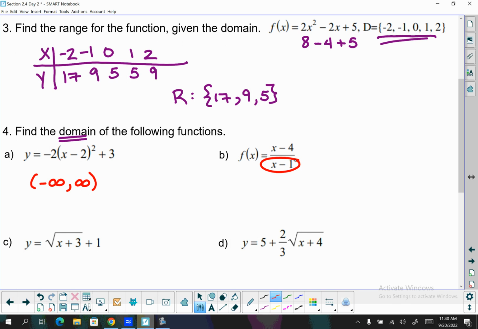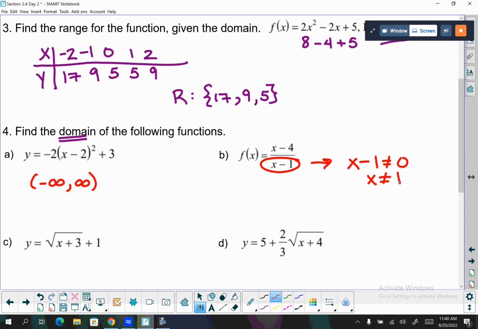Right, if I put 1 in there, wouldn't that make the denominator 0? So we don't want to think plugging 0 in for x, because 0 minus 1, that's okay. I'm allowed to have a negative 1 in the denominator. But what number will make the whole thing equal to 0? And if you don't see it, here's what we're going to do. We're just going to set our denominator not equal to 0, because that's what we do not want to happen. And then we solve that little equation. X cannot equal 1. That's our restriction.